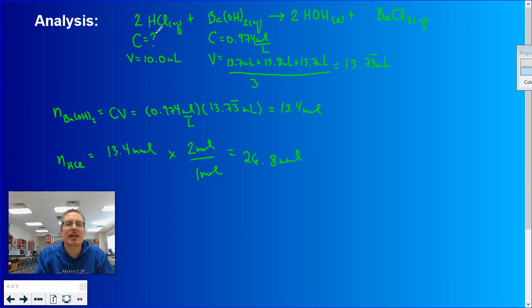Last but not least, I can now find the concentration of HCl. Again, my formula is moles over volume, moles per liter, concentration. So 26.8 millimoles over 10.0 milliliters, and my value comes out to be 2.68 moles per liter.